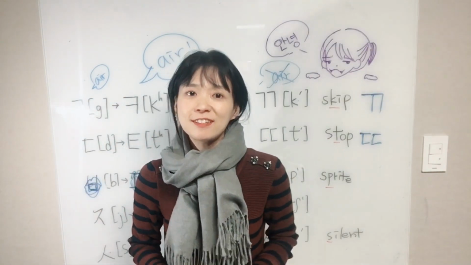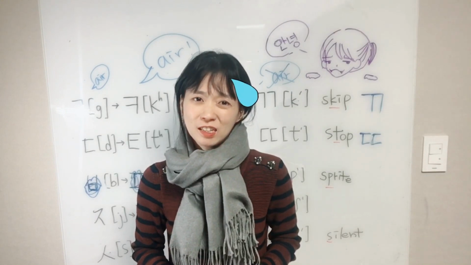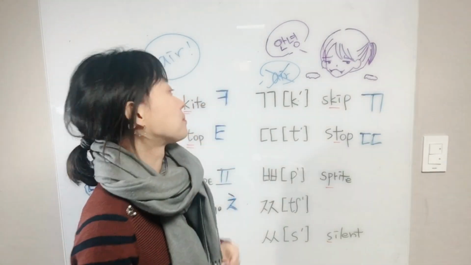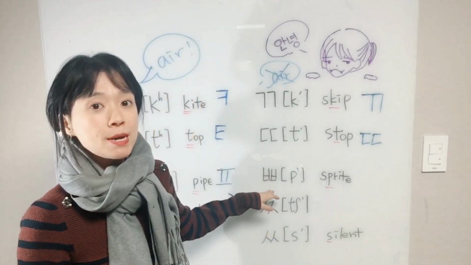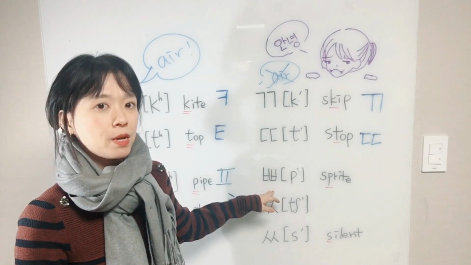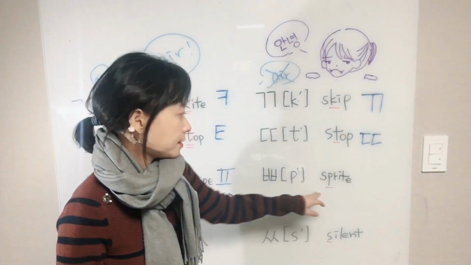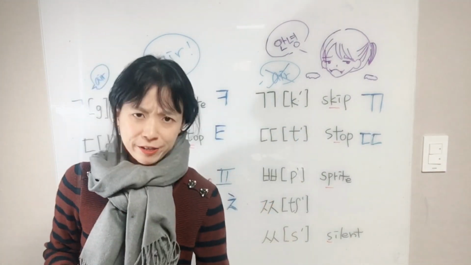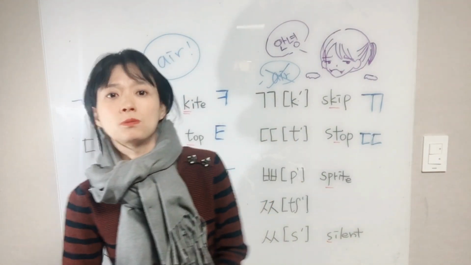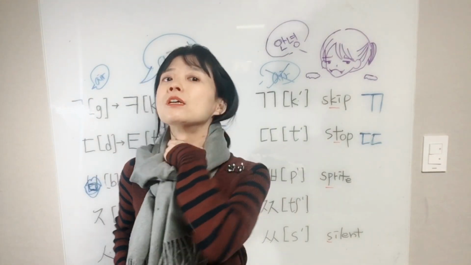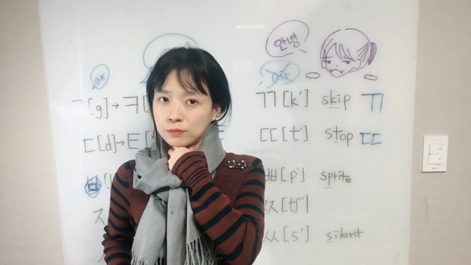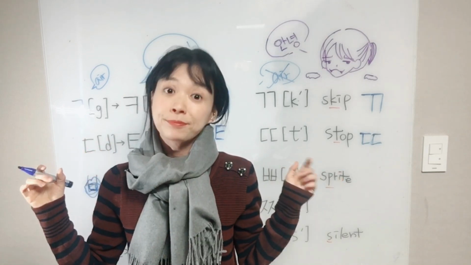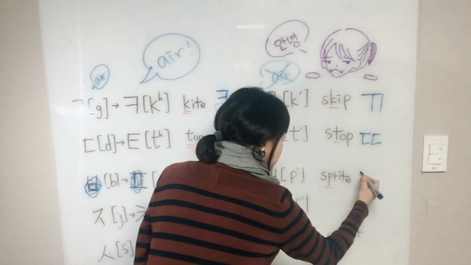Good job. It isn't that hard, right? Is it? Sorry. So this one is the b sound. B, b, as in sprite, sprite. So tighten your belly, stiffen your throat, hold your breath. B, b. Good. So write like this.